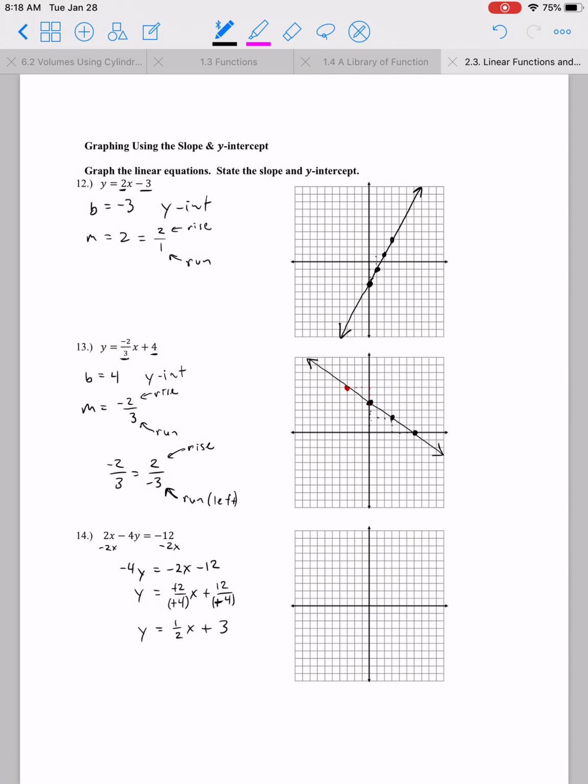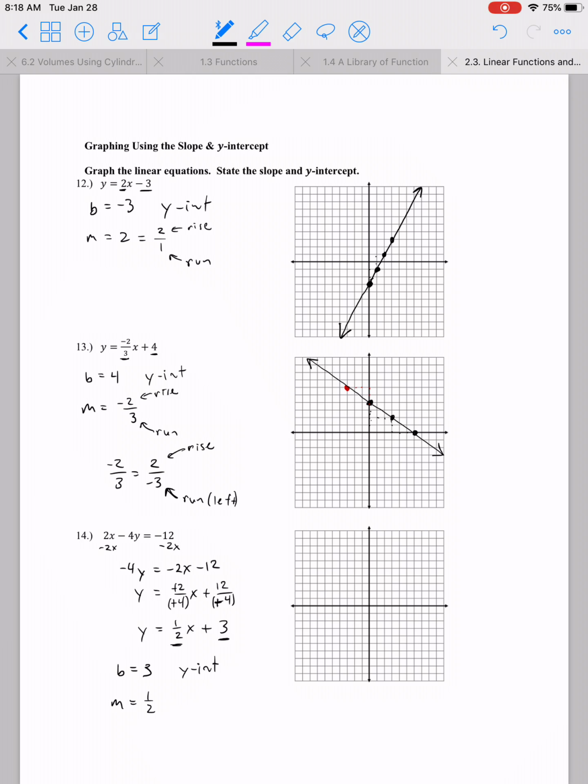And so once we do that, we're going to have a slope of 1/2 and a y-intercept of 3. So b is going to equal 3. That's your y-intercept. And the slope is going to equal 1/2.